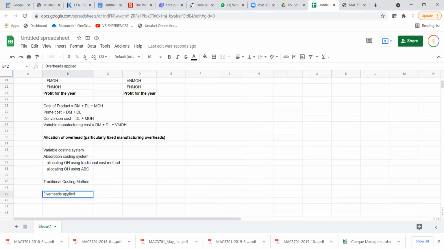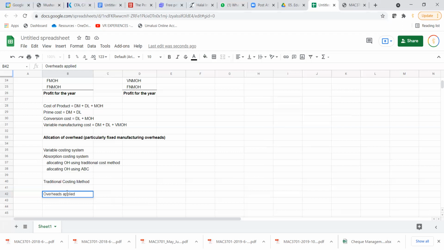But I want you to have an understanding of the costing methods. So we have the variable costing method and the absorption costing method. For the absorption costing method, you either allocate overheads using the traditional costing method or ABC. Now, there's a particular formula that gets used all the time for the traditional costing method. So the question is, how do you allocate overheads using the traditional costing method? The way we do it is by using the formula known as overheads applied.